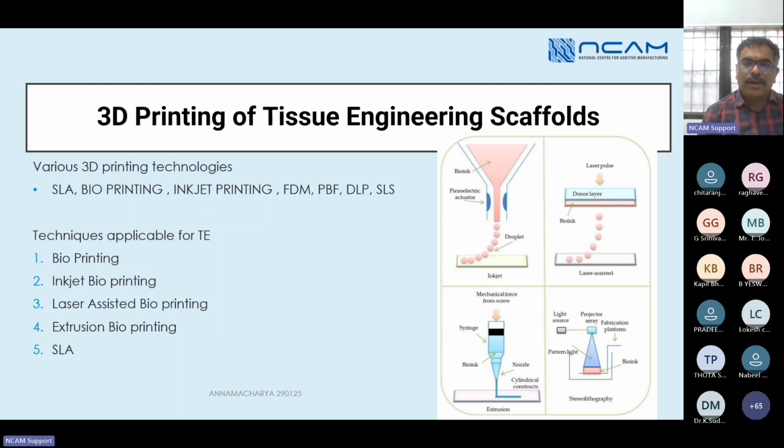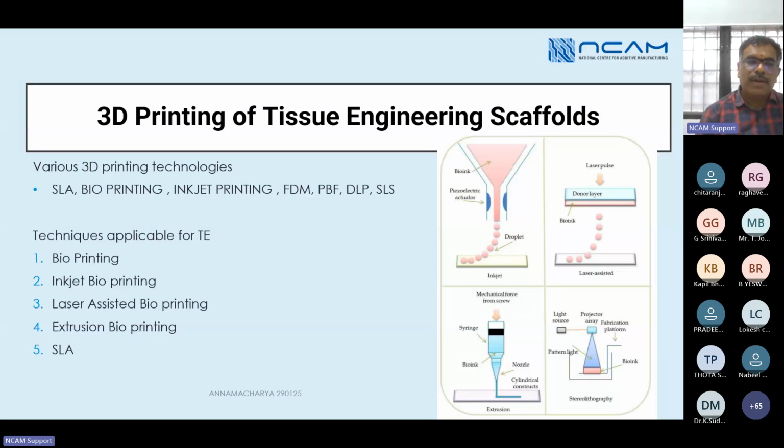If you see, the upper layer is laser pulse, and then donor layer, and then bio ink, and then it forms in the laser assisted, where it has to be layered. And this is a very popular technique in tissue engineering, for people who are working with tissue engineering scaffolds. There are certain material constraints in this laser assisted bio printing, where due to the laser, the properties of the material or the bio ink are being distorted or they are having some issues.